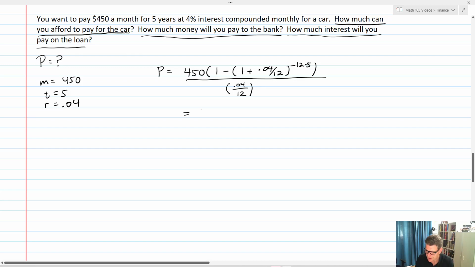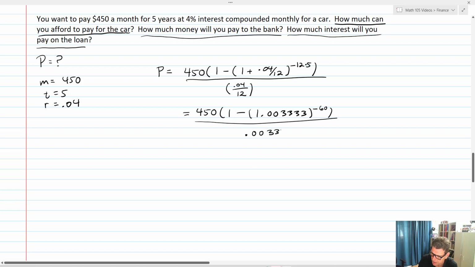So now we've got to do some calculation here to find our principal. We'll first figure out 1 plus 0.04 divided by 12. So I've got 450 times 1 minus 1.003333 to the negative 12 times 5, which is negative 60, all divided by 0.04 divided by 12, which is 0.00333333. Okay? Now the next thing I need to do in my order of operations is take this to the negative 60th power. I need to find my exponent.